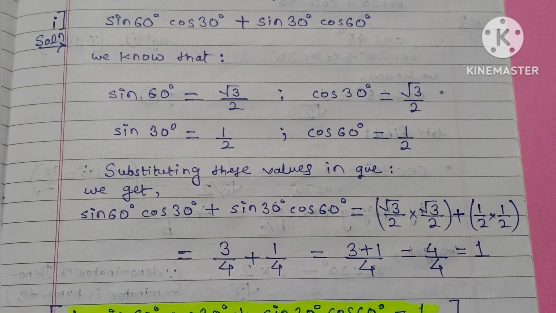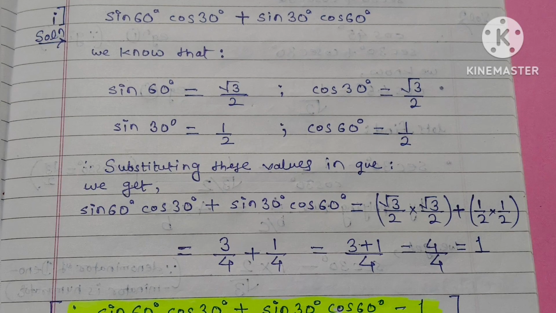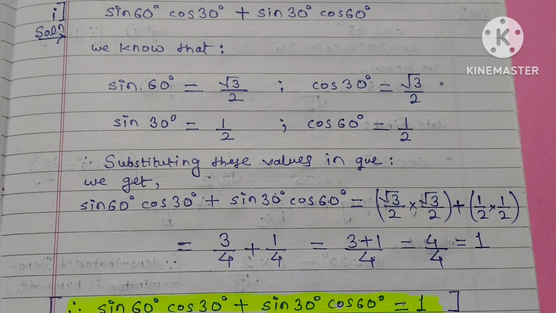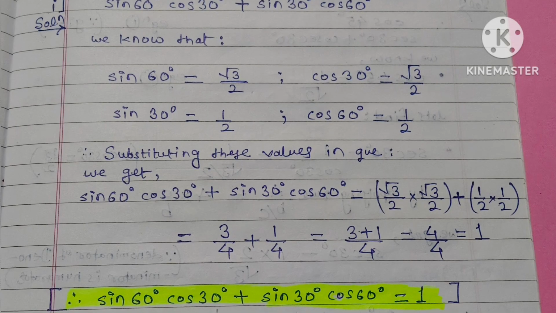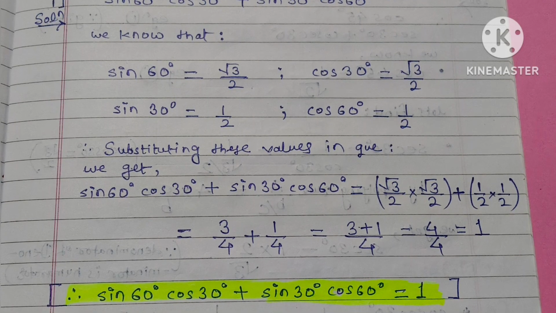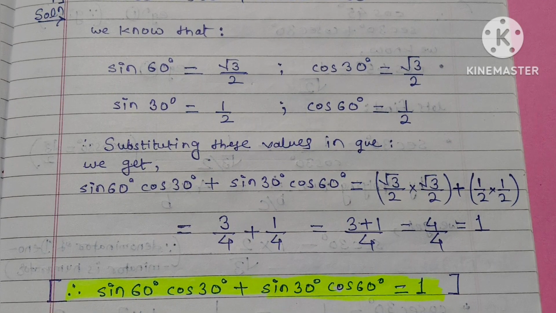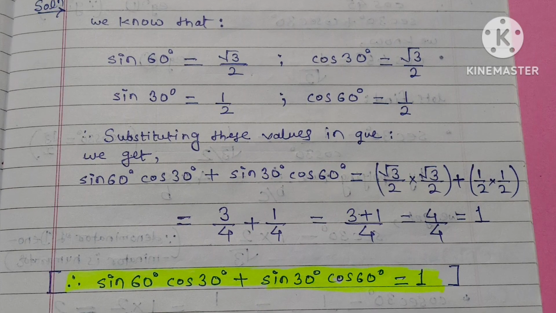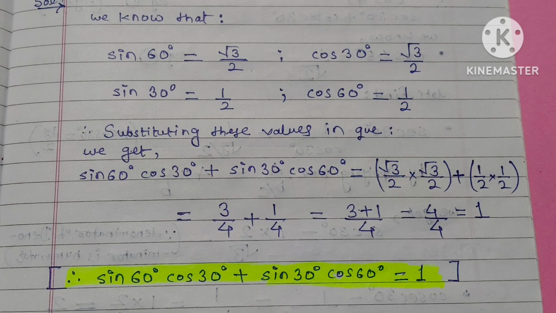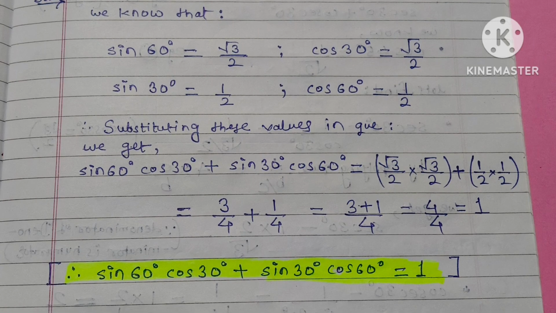So under root gets cancelled. So 3 by 4 plus 1 by 4 will be left. So by taking the LCM, as there is already a 4, we need not multiply or divide with any number. So we can directly add the numerators, which is 3 plus 1 by 4. So we'll get the final answer as 1. Sine 60 cos 30 plus sine 30 cos 60 is equal to 1.